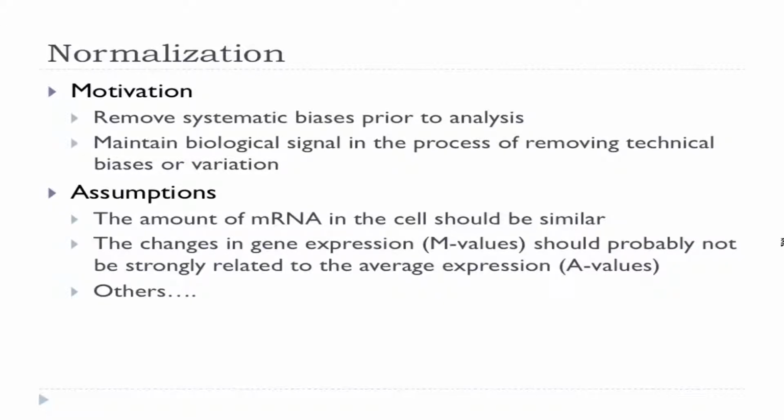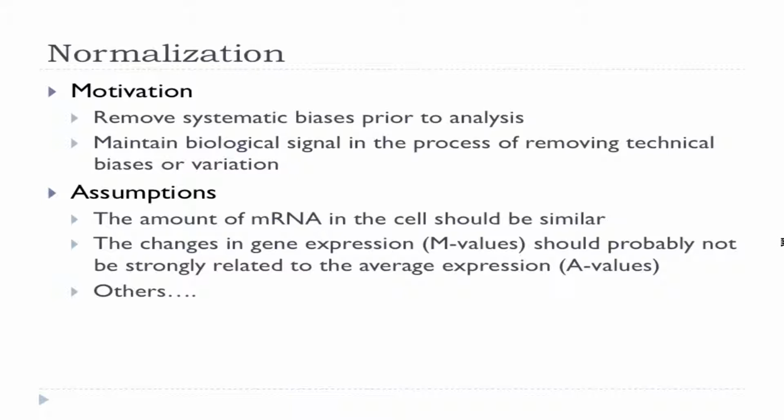Normalization. So after we've taken out the background, we still have expression values that may vary, expression density plots or box plots that may vary across arrays. So I'm really going to be talking about one-channel arrays here, but it applies to two-channel, two-color arrays as well. We're trying to remove systematic biases prior to the analysis, and we want to do that while maintaining the biological signal. So we're going to assume some things, that the amount of mRNA in the cell should be similar, and we're going to assume typically that the changes in gene expression measures, relative gene expression measures, and I'm going to call those M values, should really not be strongly related to the average expression. I'll give you a picture here in a minute.